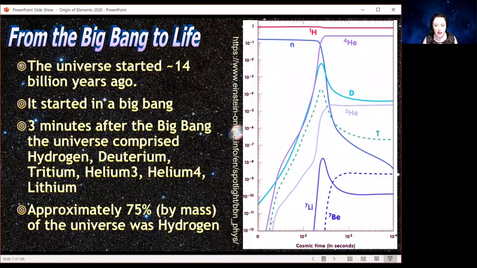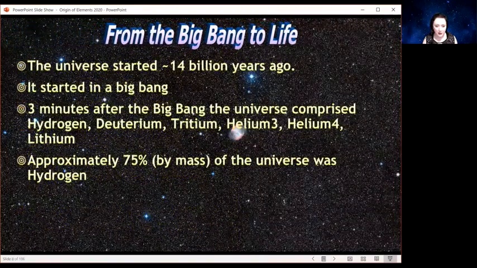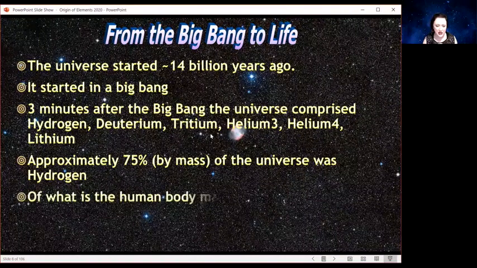And so you can see here how in those first 3 minutes, we're able to make new elements. And after 3 minutes, we're not really making any new elements anymore. It just gets to being, this is what we've got. 3 minutes into the universe, and we've still got 75% by mass hydrogen and a little bit of these other things, but that's basically it.